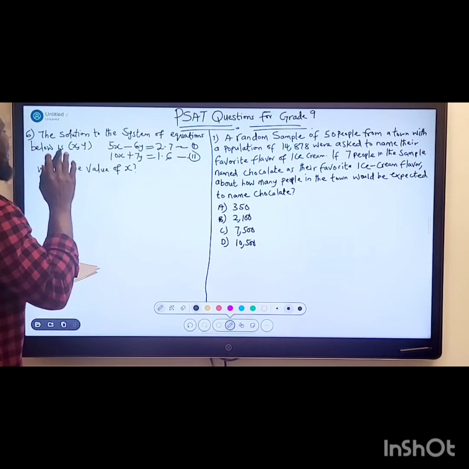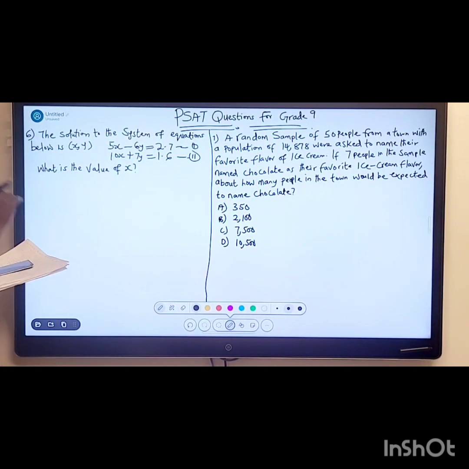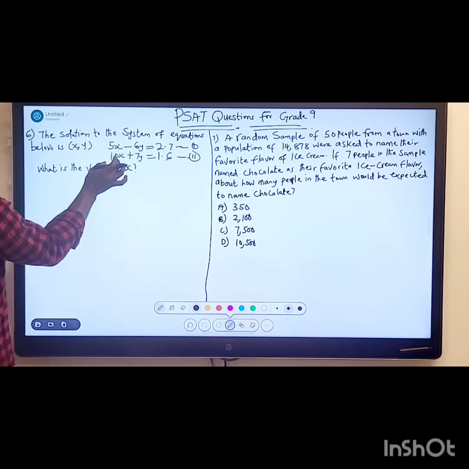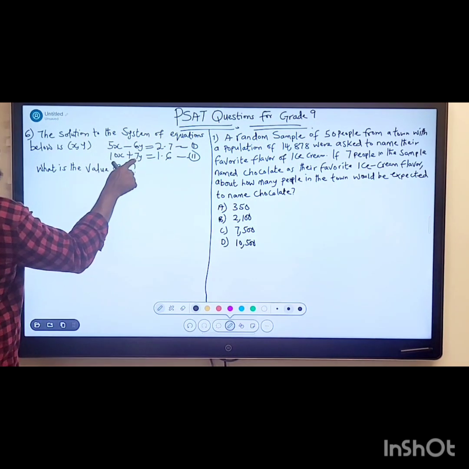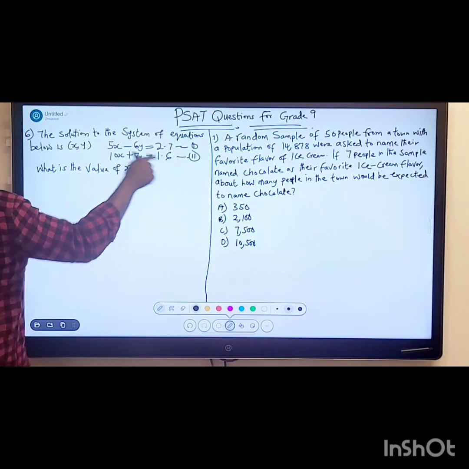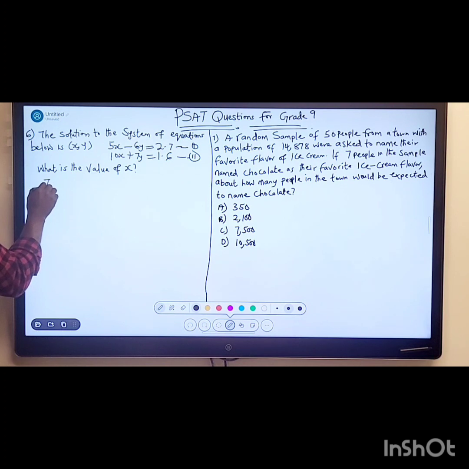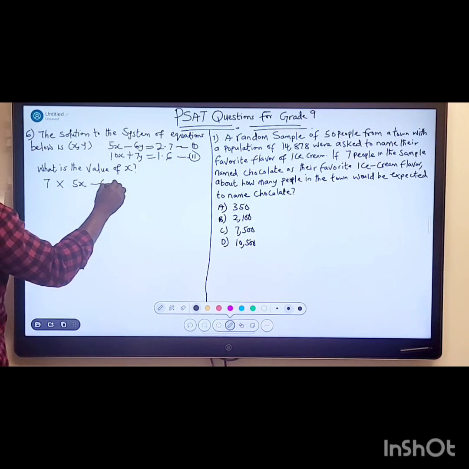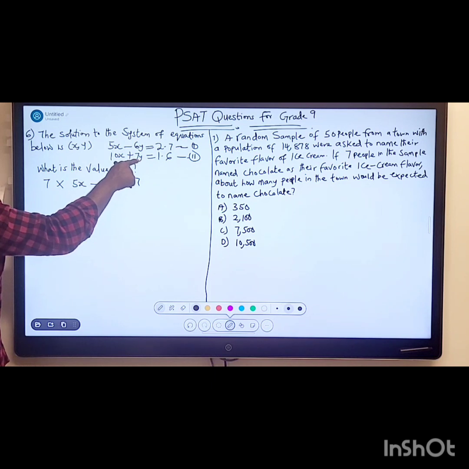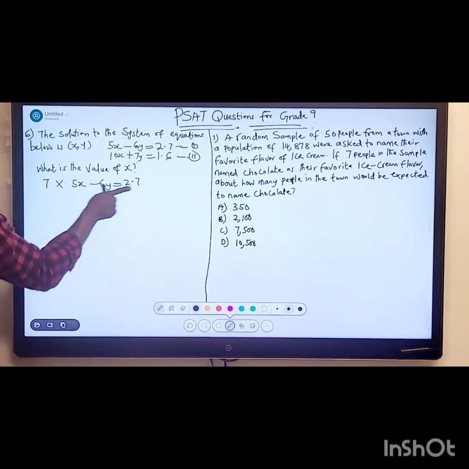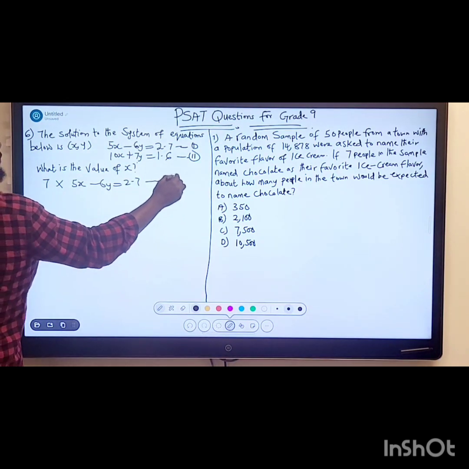Because we are looking for just x, see what we're going to do. For the elimination method, you take the coefficient of the variable you want to eliminate. Let's solve for x. So we will take the coefficient of y in equation 2 to multiply all through equation 1, which is going to be 7 times 5x minus 6y equals 2.7.